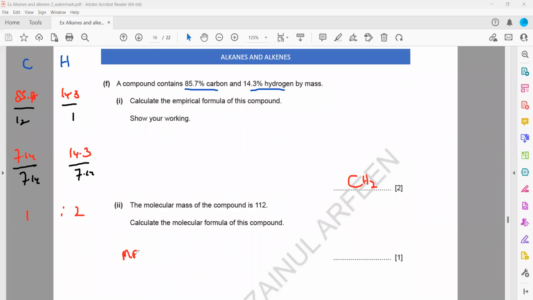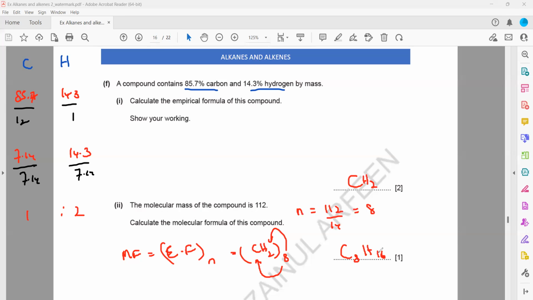Then the molecular formula we need. So molecular formula is empirical formula multiplied by N. N is molecular mass over empirical mass. So N is equal to the molecular mass, which is 112, divided by empirical mass, where carbon is 12 and hydrogen is 1, so total 14. 112 divided by 14 is 8. So the value of N is 8. So this 8 is multiplied with carbon and with hydrogen. So it will be C8H16.